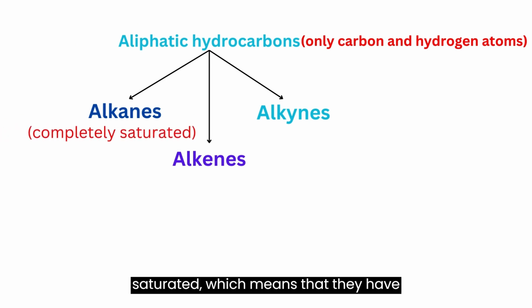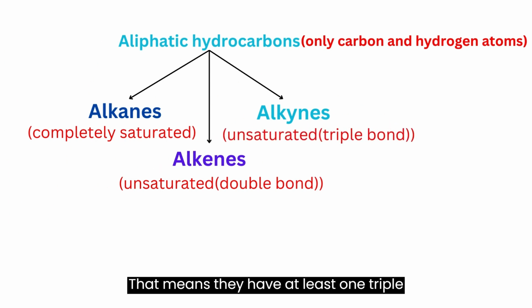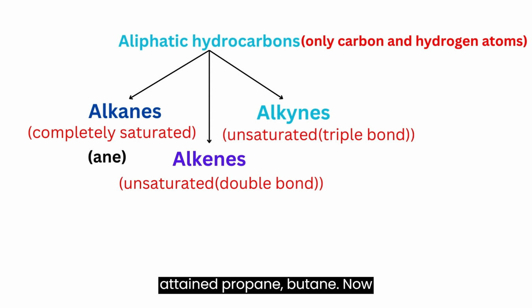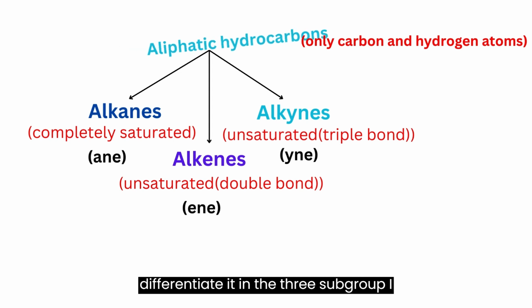Alkanes are completely saturated, which means that they have only single bonds in their chain. Alkenes are unsaturated, which means that they have at least one double bond in their chain. Alkynes are unsaturated, that means they have at least one triple bond in their chain. Some examples of aliphatic hydrocarbons are methane, ethane, propane, butane, ethene, propene, butene, then ethyne, propyne, butyne. I hope you can tell the difference and differentiate the three subgroups I mentioned.